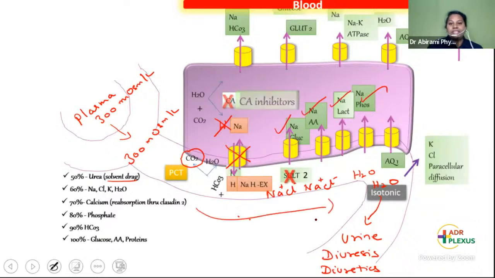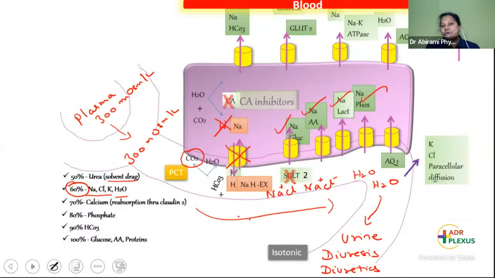As it crosses the PCT, salts and water, important salts like sodium, chloride, potassium, and the important solvent, water, are both 60% reabsorbed, proportionately reabsorbed. Will the concentration of the fluid in the PCT change? No, because solvent and salts are both proportionately reabsorbed. So the concentration does not change. That is why the fluid which leaves the proximal convoluted tubule is isotonic. It has the same concentration as plasma because both salts and solvent are proportionately 60% reabsorbed.